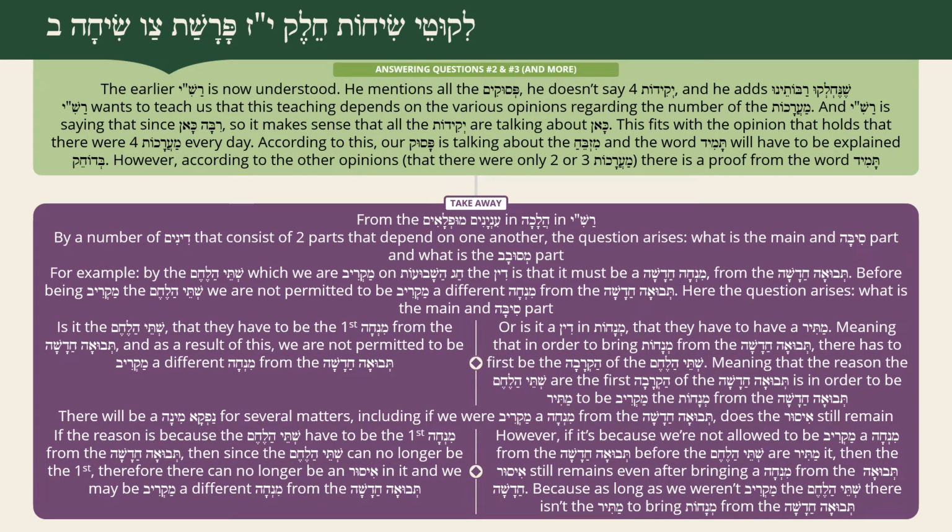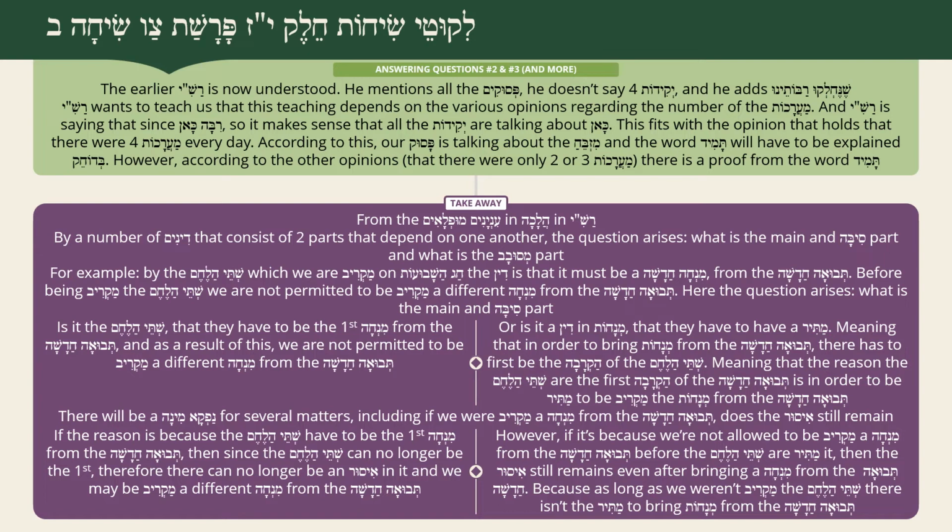Meaning that the reason the Shtei Alechem are the first akrava of the Tvuah Chadasha is in order to be mater, to be makriv the menachas from the Tvuah Chadasha. It's for the menachas. The menachas are their ikar. Either the main and siba part is that the Shtei Alechem have to be the first mincha from the Tvuah Chadasha, and it's only as a result of that other menachas can't yet be brought from the Tvuah Chadasha.